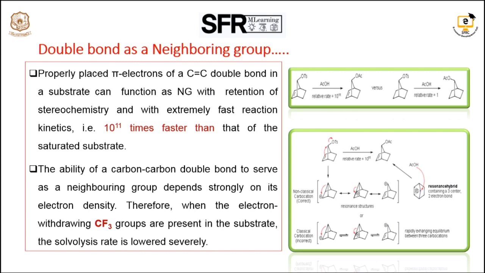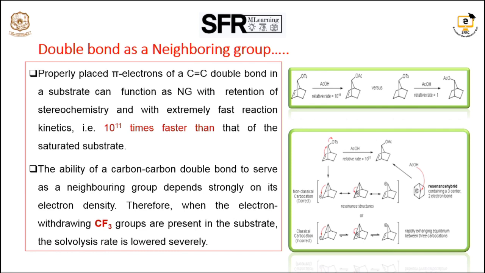So the mechanism is given: the double bond is acting as a neighboring group. It anchors its position to the carbon which is attached to OTs. So it is driving that OTs in a faster way and makes the reaction very fast.